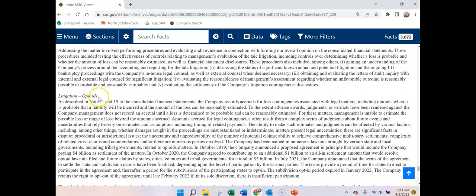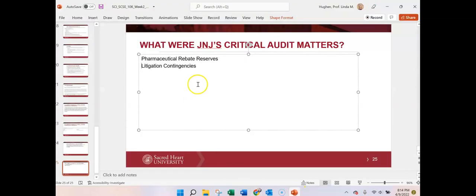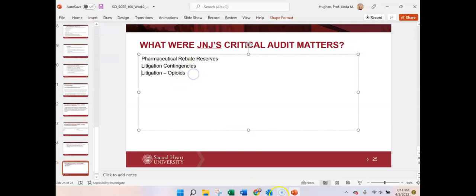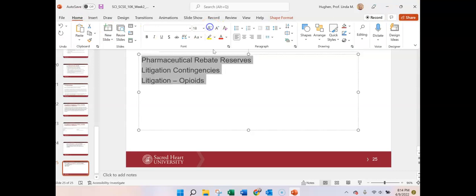Another major one, litigation over opioids. You've probably heard about this in the news as well over the past several years. Amounts haven't been settled yet. But these are the three main areas where the auditors are saying we don't know exactly how much we're going to have to pay out or how much we're going to receive. But we had to use a lot of judgment here, and we want you to know about that.